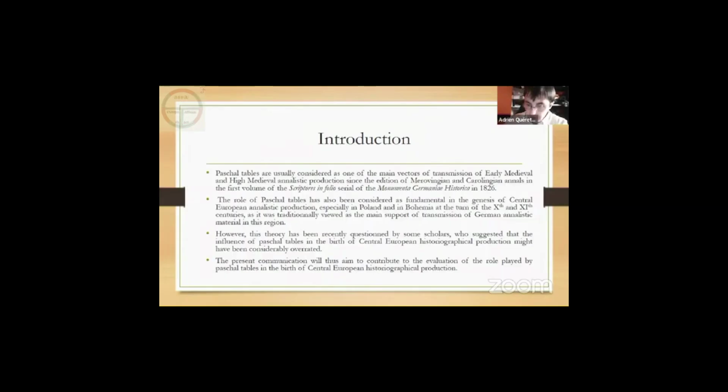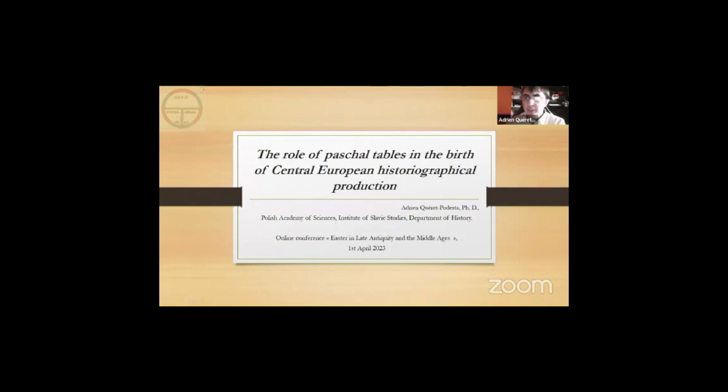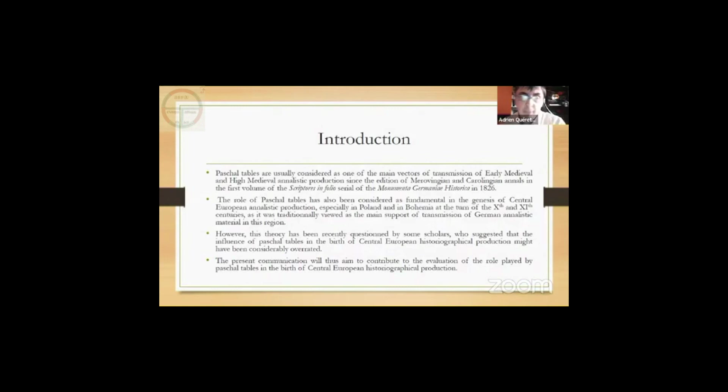The title of the presentation is The Role of Paschal Tables in the Birth of Central European Historiographical Production. So Paschal tables are usually considered as one of the main vectors of transmission of early medieval and high medieval annalistic production since the editions of Merovingian and Carolingian annals in the first volume of the Scriptores in folio serial of the Monumenta Germaniae Historica in 1826.